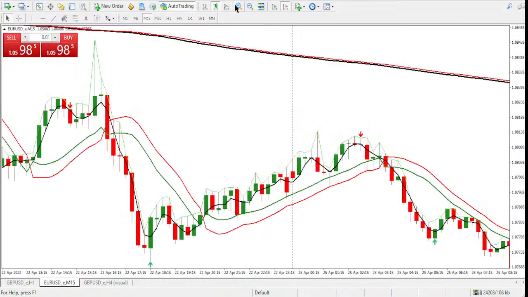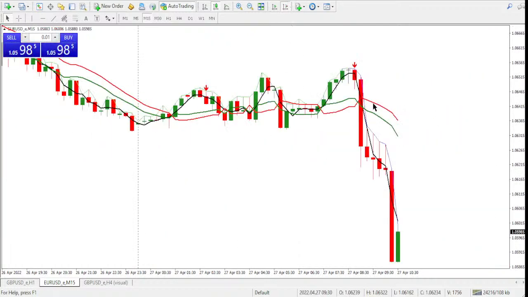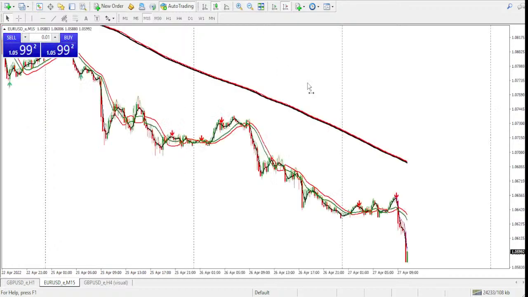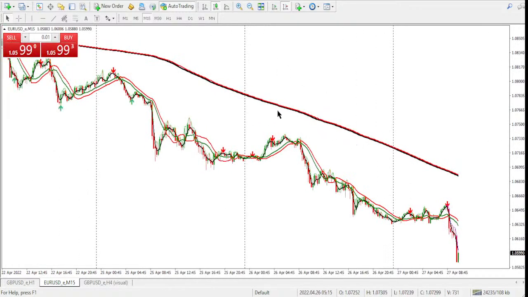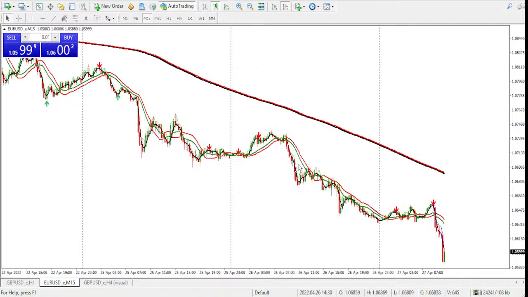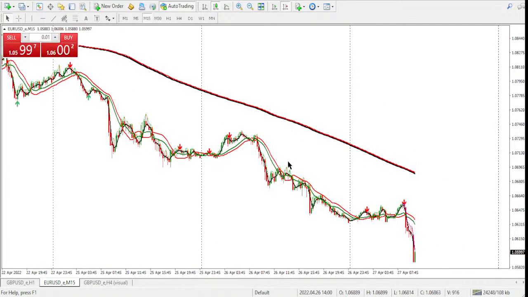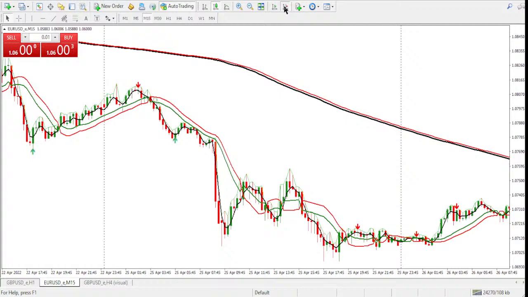You can see that all of them are pointing to the lower side. You can see the red line is above the green one, and also the price is above this black line. At the same time, the price is below this 200 period moving average. So as it is on this chart, this is a sell. We are looking for more sell positions. We are expecting sellers to continue to push price to the lower side.